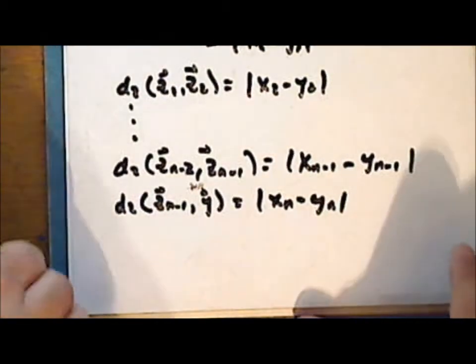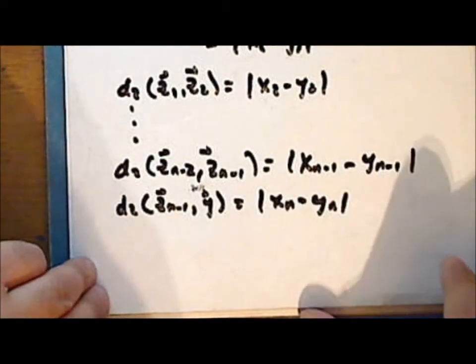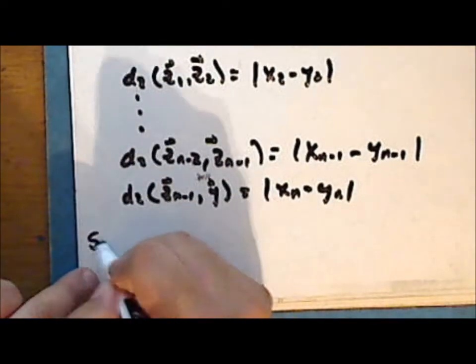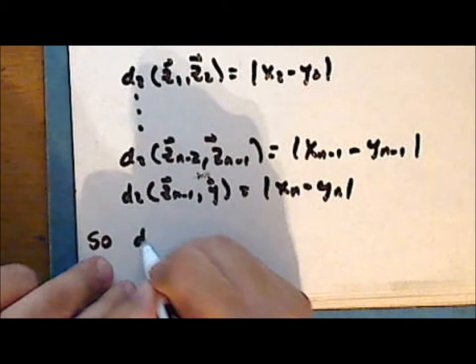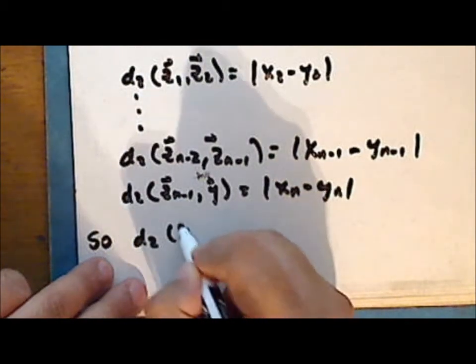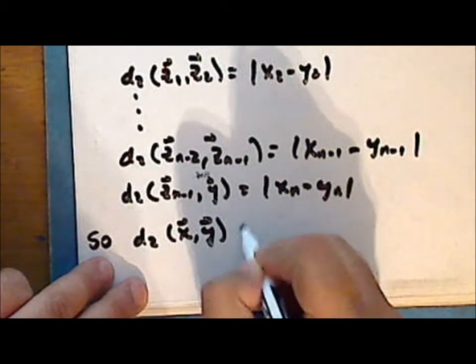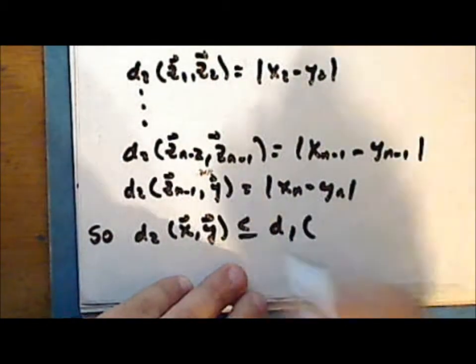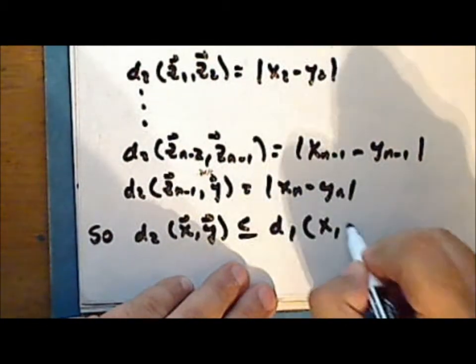So by an iteration of the triangle inequality for the Euclidean metric, we have that the distance in the Euclidean metric from x to y is less than or equal to that same distance in the taxicab metric from x to y.